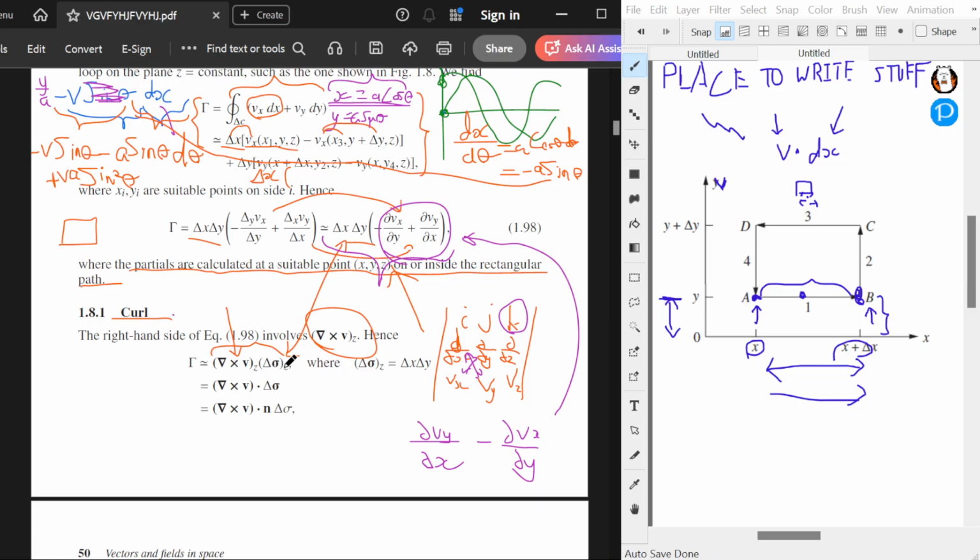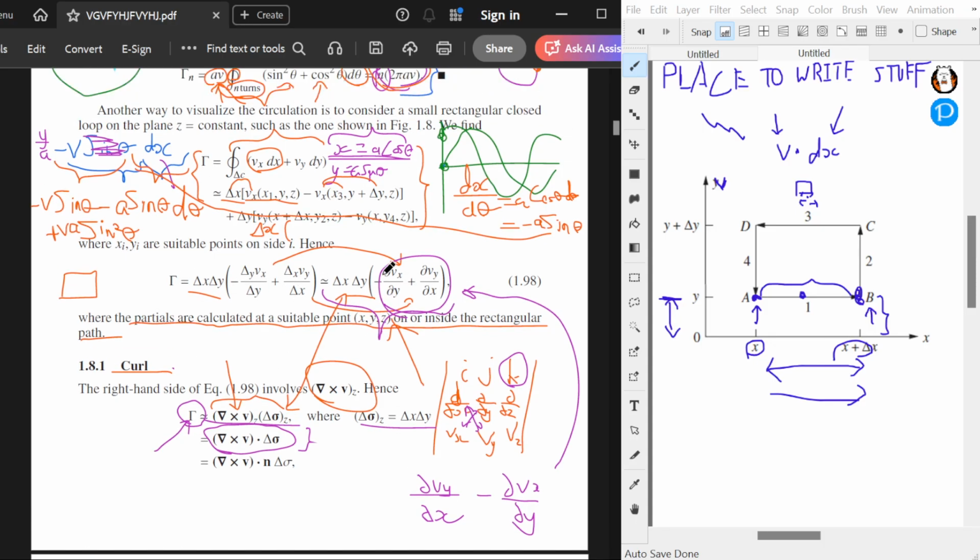Hence the circulation is just one component of this, where this is this. Circulation is the dot product of this. But they're saying here that the circulation is one component, and now they're saying the circulation is three components, a dot product of something. Yeah, it's saying this is three components. The right hand side of this is this.